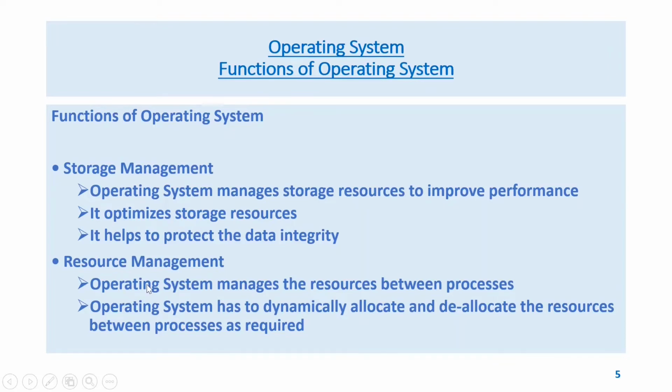Resource management. Operating system manages the resources between processes. Operating system has to dynamically allocate and deallocate the resources between processes as required. So some processes may be idle and may not require the resources. At that point of time, operating system has to deallocate the resources for that process, and whichever process is running and requires the resource, operating system has to dynamically allocate that resource to that process. So this resource management is done by the operating system.